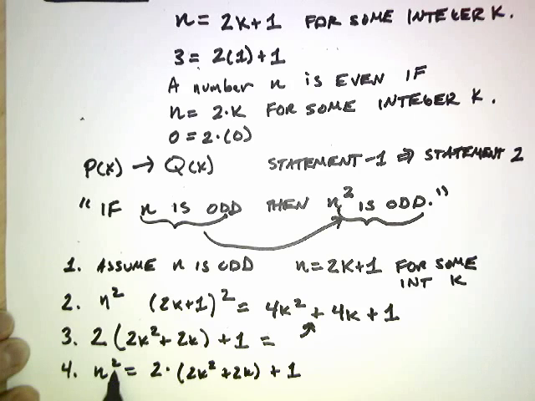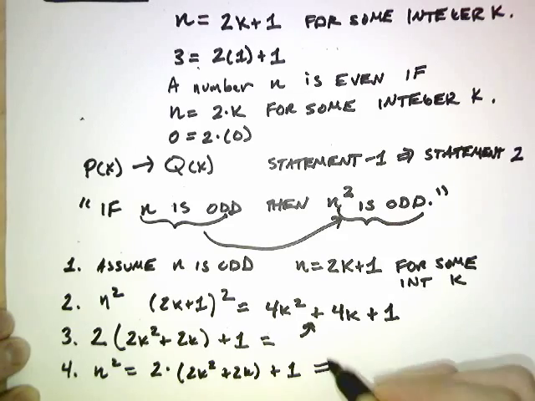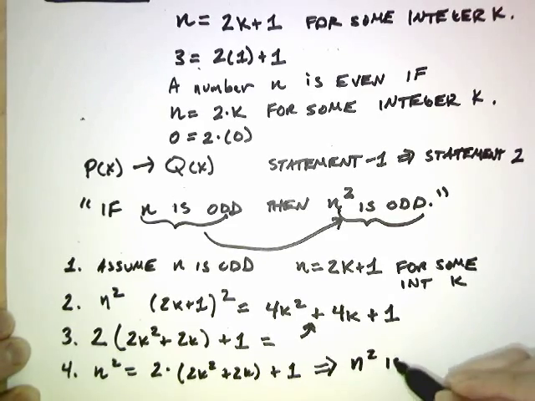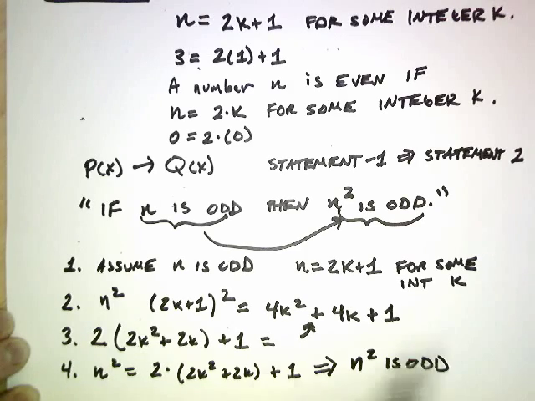So we've written n squared as a number of the form 2 times this thing in parentheses, which is an integer, plus 1. Let me say that again. We've shown that n squared can be written as 2 times an integer, this thing in the parentheses, plus 1. Therefore, this implies that n squared is odd. Remember, we said that any number that can be written as 2 times an integer plus 1 is odd. This implies that n squared is odd. And that concludes the proof.